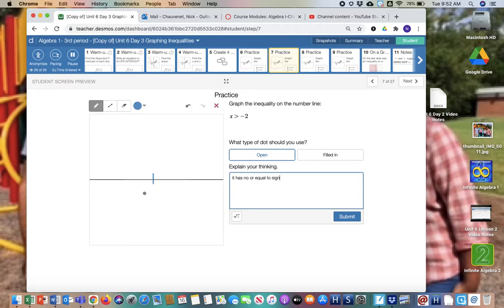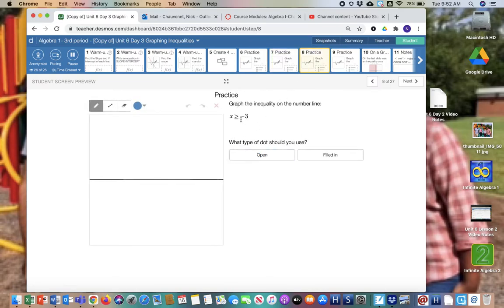So now I'm going to put a -2 here. Make sure to label this correctly. Remember, if I'm going up from -2, it's -1. Going down from -2, it's -3. So I go open circle at -2. Its x is greater than, so greater than, arrow to the right.